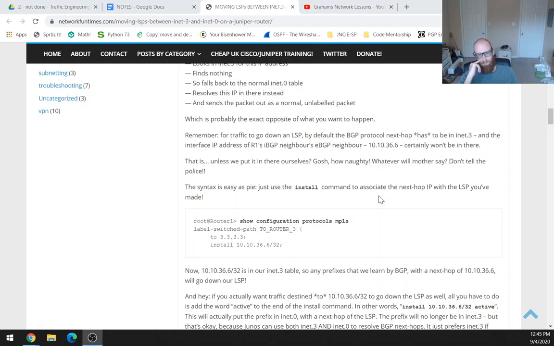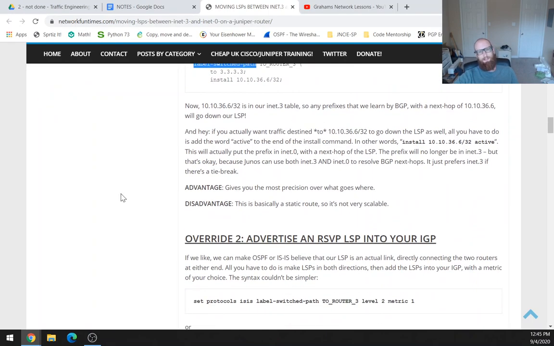The syntax is easy as pie. Just use the install command to associate the next hop IP with the LSP you've made, and that's under label switch path. Now 10.10.36.6/32 is in our inet.3 table, so any prefixes that we learned by BGP with a next hop of 10.10.36.6 will go down our LSP, or they'll go into the LSP tunnel, they'll go ingress.